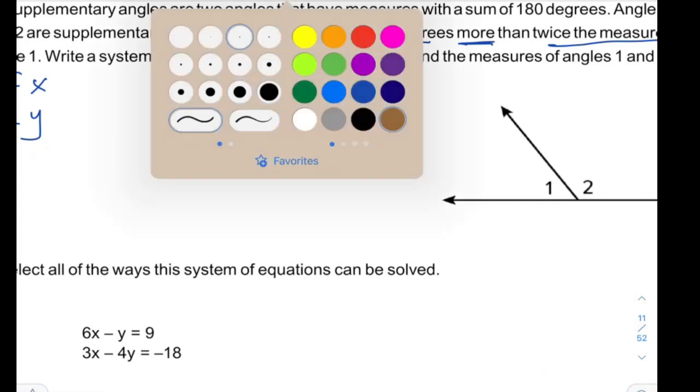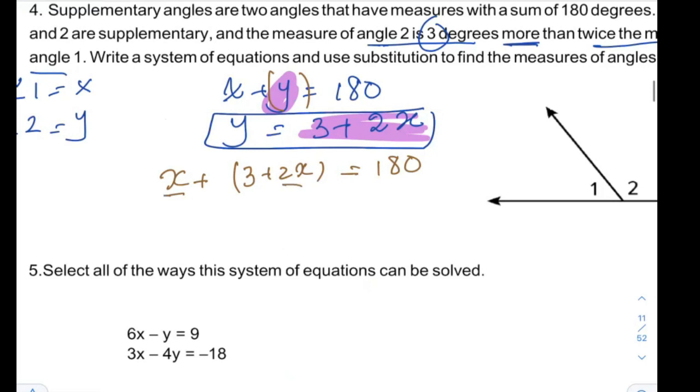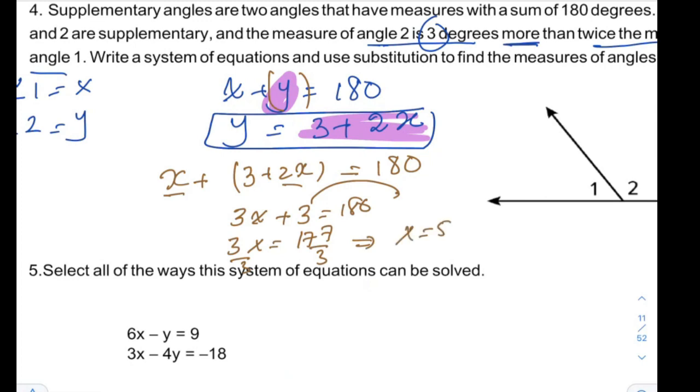So let's see, x plus the 3 plus 2x, the value that I have replaced, equals 180. Simply just add like terms. So x plus 2x is 3x. So 3x is 177, and when you divide by 3, it leads to x is 59.